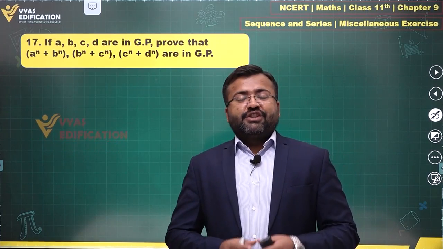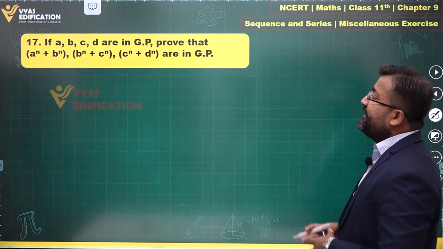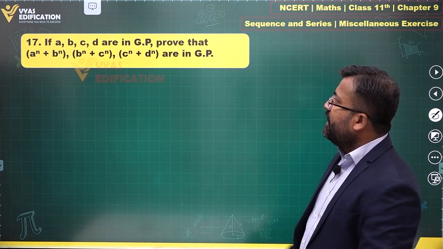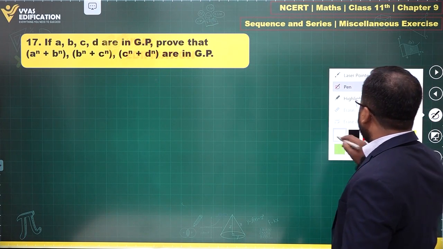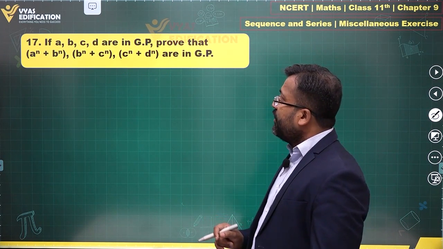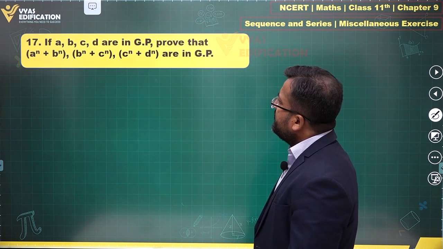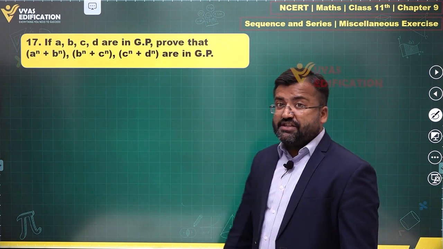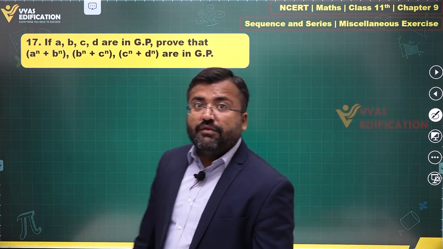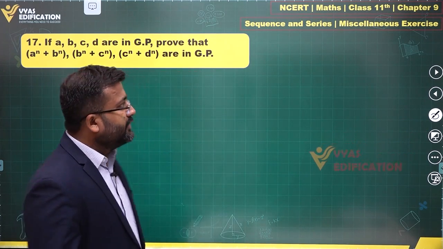Moving on to the next question of this exercise, question number 17. What does the question say? If A, B, C, D are in GP, prove that A^n + B^n, B^n + C^n, C^n + D^n are in GP. If you are supposed to prove this, how will we go about proving this? Let's take a look at this question.